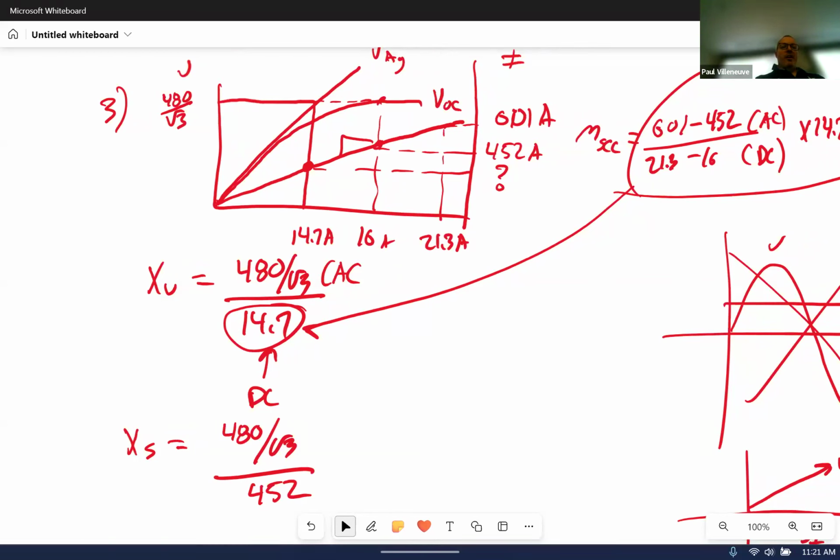And if you had put 601 over here for your unsaturated value, that is an even harder answer, because at 601 I needed a field current of 21.3 amps, which means I'm really saturated out there. I'm way away from the air gap line. So that impedance is not going to be anywhere close to the value that I need.